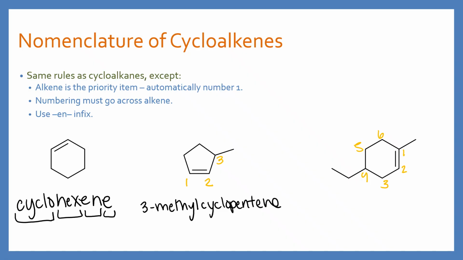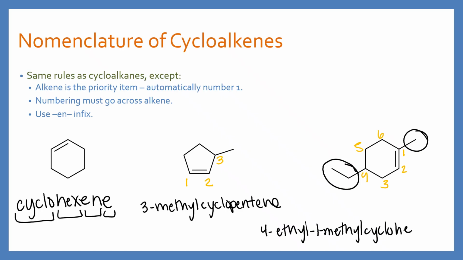So we have 2 substituents. We have an ethyl group on carbon number 4, and we have a methyl group on carbon number 1. We're going to alphabetize them. So that is 4-ethyl-1-methylcyclohexene. And that's our name.